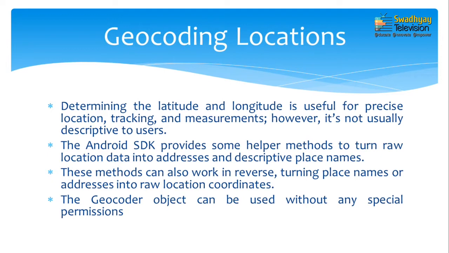So, for that the Android SDK provides some helper methods to turn this raw location data into addresses and descriptive place names, and these methods can also work in reverse. That means, turning a place name or address into raw location coordinates. For this we have to use the Geocoder object without any special permission. The Geocoder object can be used without any permissions, and it provides the facility to convert longitude and latitude into descriptive names, and if you have the name of a place available, then you can always get its longitude and latitude.